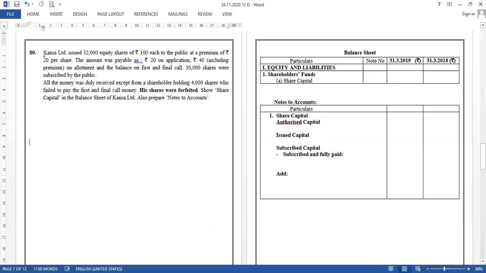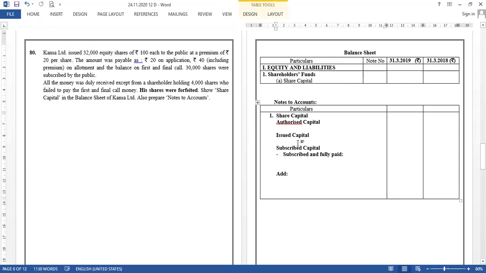One more sum. Cons Limited issued 32,000 equity shares of 100 each to the public at a premium of rupees 20 per share. Again, SPR है, तो SPR is not a point to be considered over here. We need to focus on capital only. Correct. So authorized can be seen as issued. Issued is 32,000 shares. 32,000 equity shares of rupees 100 each. Okay. So this will come to 32 lakhs.